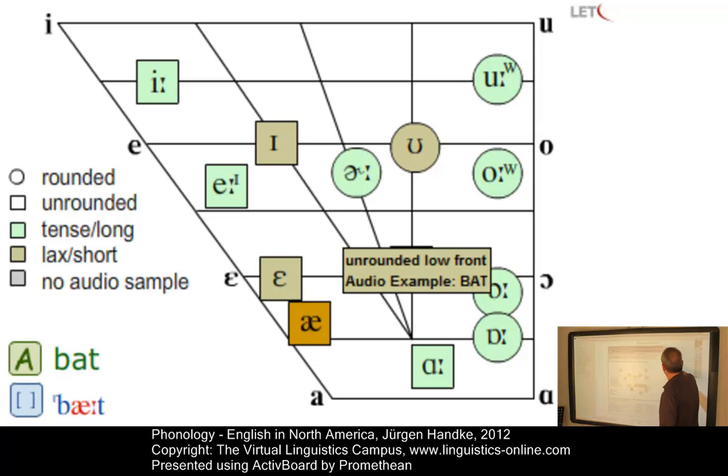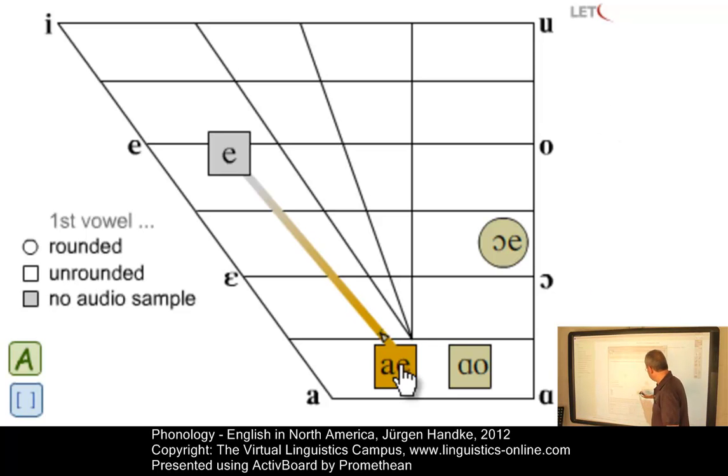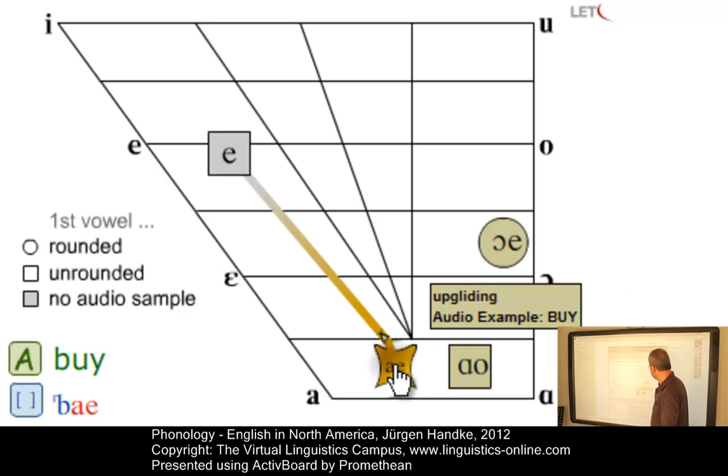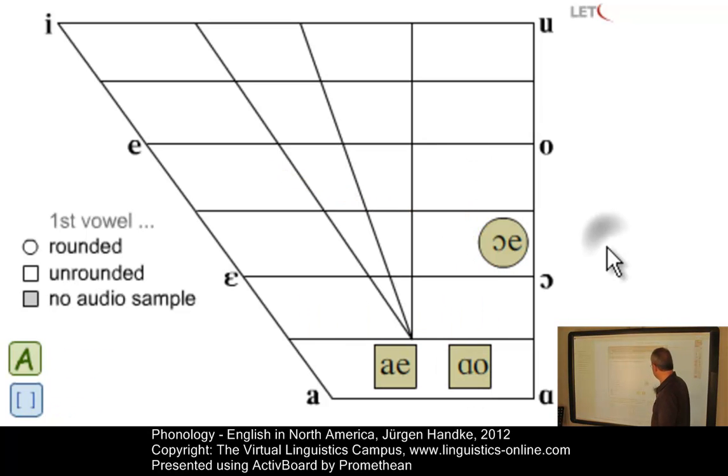Let's now look at the diphthongs. Well, here they are. And as you can see, there are only three true diphthongs in this reference variety of American English. They're all upgliding. By, now, boy. Now, in upgliding diphthongs, the second element is always higher than the onset. In contrast to RP, there are no ingliding or centering diphthongs.